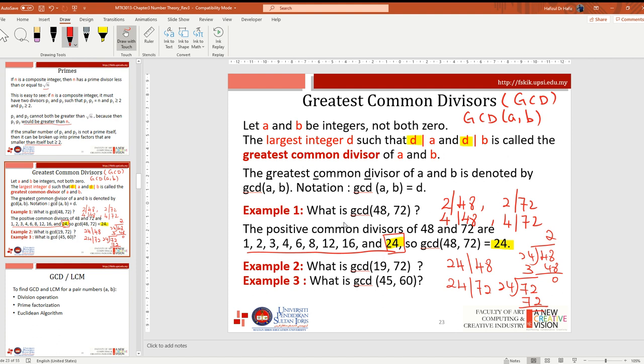For example, we have GCD of 48 and 72. The positive common divisors of 48 and 72 are 1, 2, 3, 4, until 16, and then we have 24. So the GCD of 48 and 72 is 24. What is the GCD of 19 and 72? And what is the GCD of 45 and 60?